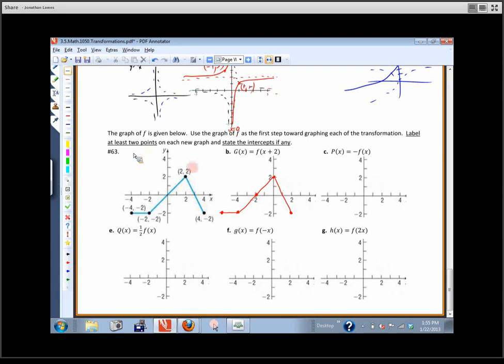Now, it says label at least 2 points, so I'm going to do this one here, -4, -2. Okay, there's that corresponding point right there. And I'm going to go ahead and label the intercepts since you've got to label them anyway. This is going to be -2, 0. That one's a little ugly, but let's see if we can get it. It's not ugly because all we did is we took this point right here and slid it back 2, so this is going to be 1, 0. So there are 3 points labeled there. Probably ought to just label the intercepts, then we'd be done.